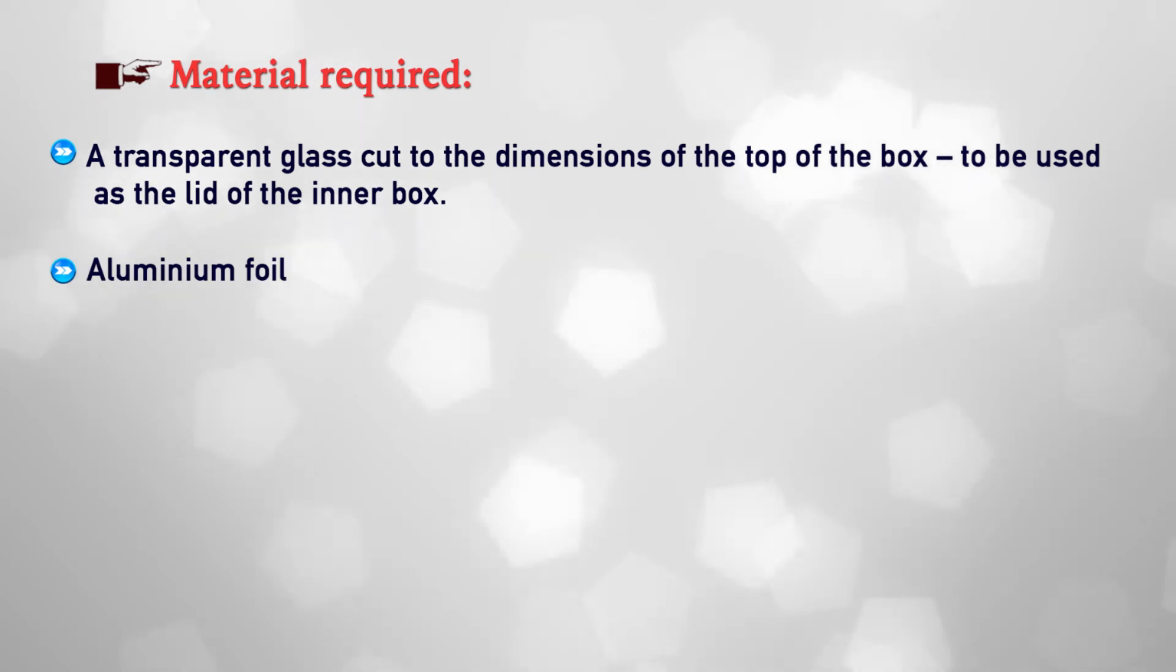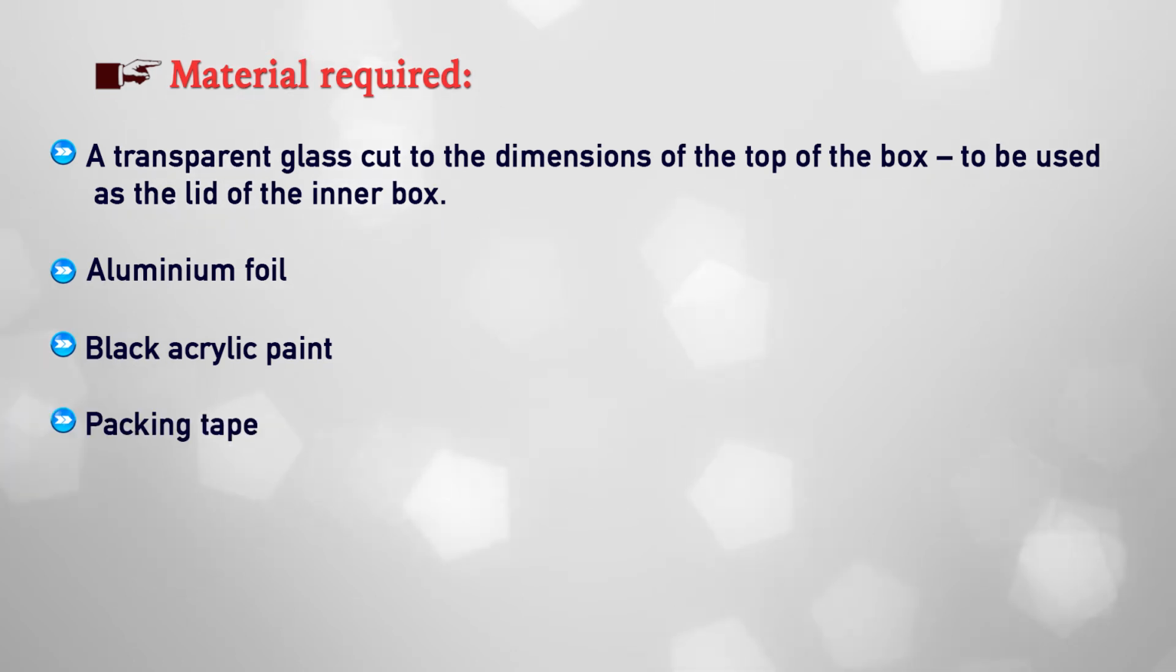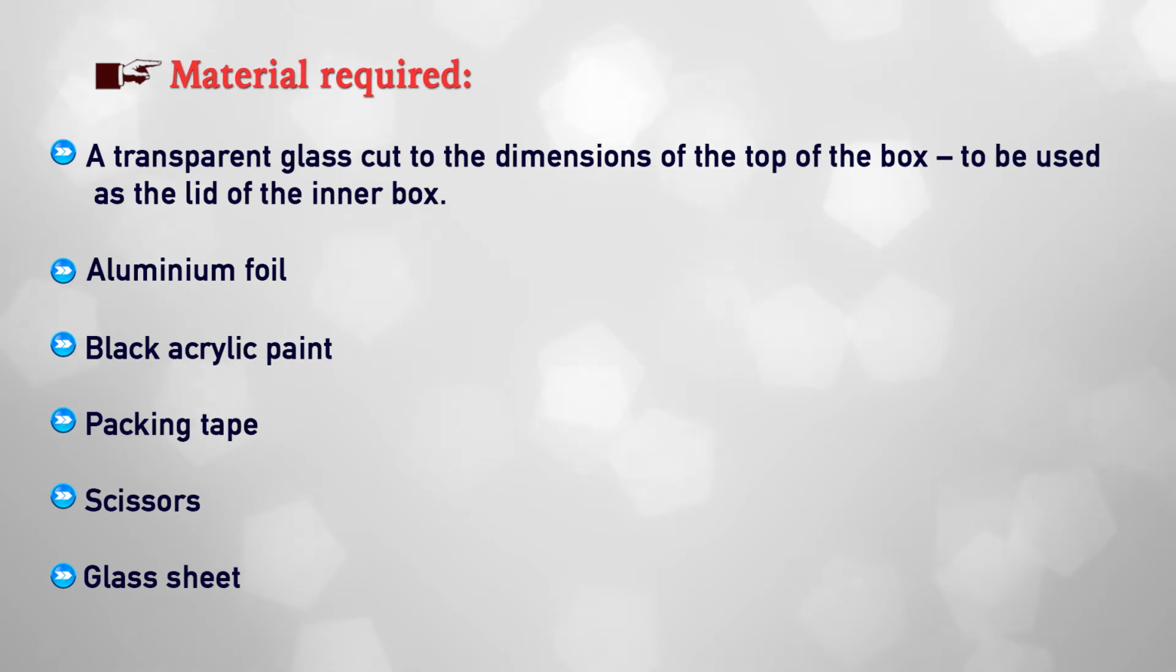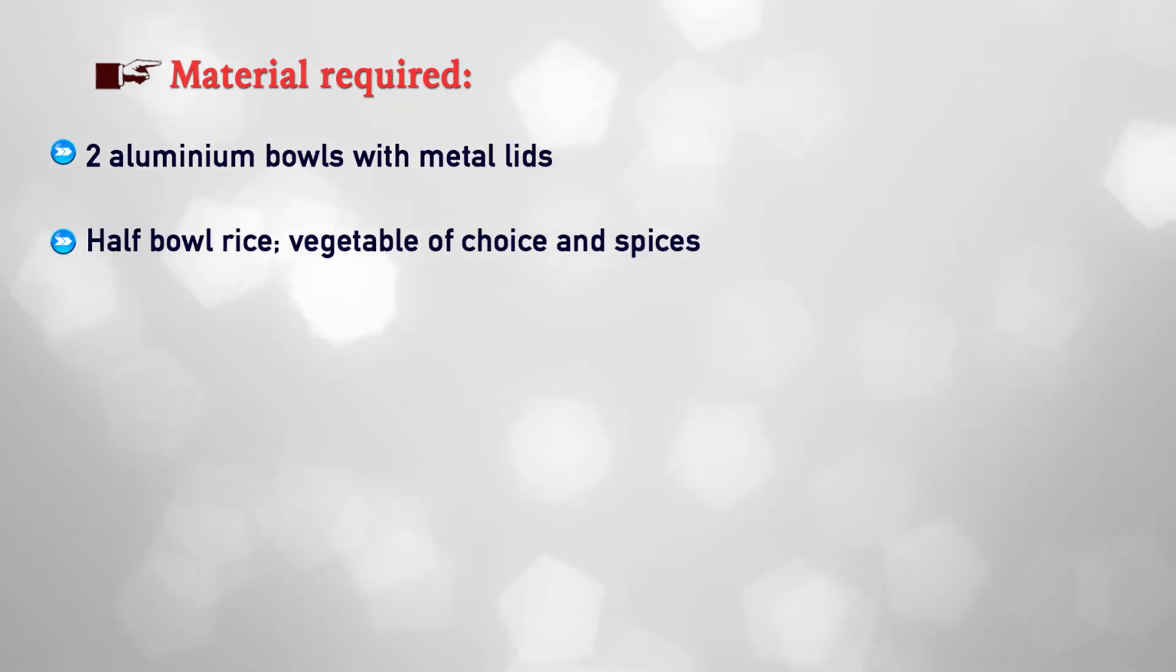Next things that are required are aluminum foil, black acrylic paint, packing tape, scissors, glass sheet, 2 aluminum bowls with metal lids, half a bowl of rice, vegetables of your choice and spices. So what methodology is required for making a solar cooker?